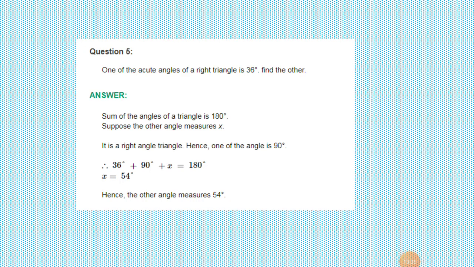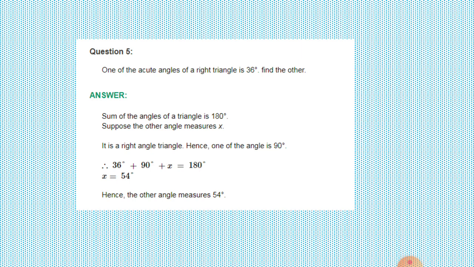One of the acute angles of a triangle is 36 degrees. Find the other. The sum of the angles of a triangle is 180 degrees. Suppose the other angle measures x. It is a right angle triangle, hence one of the angles is 90 degrees. Okay, one angle is 90 degrees, and one of the acute angles of the right angle triangle is 36 degrees. So 36 degrees plus 90 degrees plus x is equal to 180 degrees.